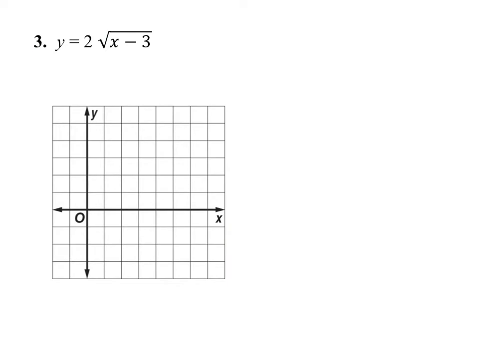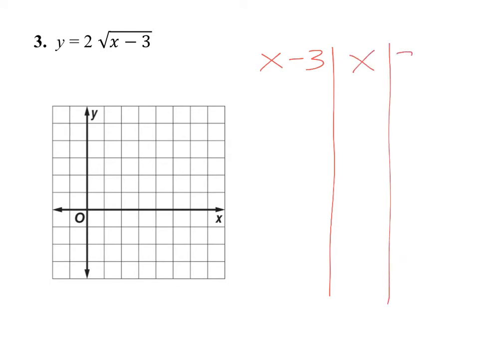On the back, we have 2 more equations, and then we're going to do 3 inequalities. So I'll start by making my table. 3 columns: x minus 3, then x, and then whatever y is. So in this case, y is 2 times radical x minus 3. All right, so again, we want the radicand to be a nice number, like 0, 1, 4, 9, and I don't think 16 will fit.